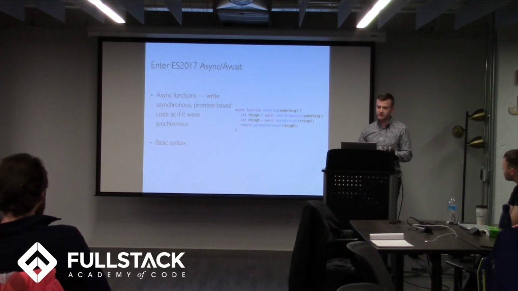So this async function makes the whole function asynchronous. And when you call that function, it will always return you a promise. That promise is resolved with the return value of the function, or it is rejected with a thrown value, either an error or a value that you throw.